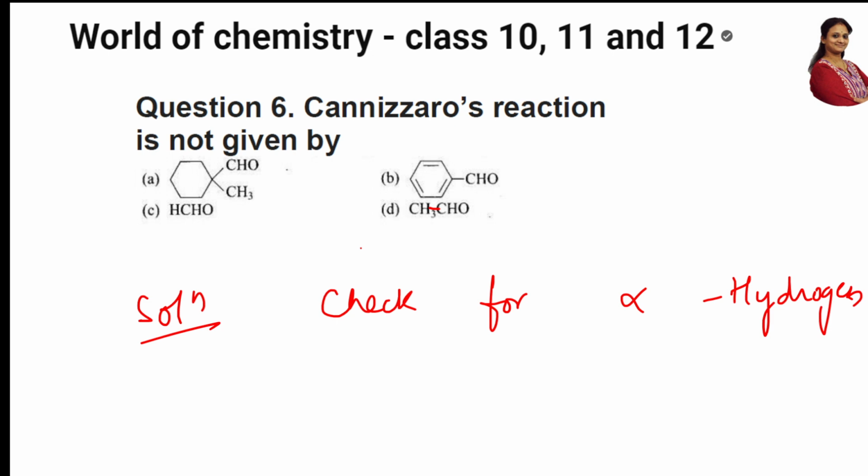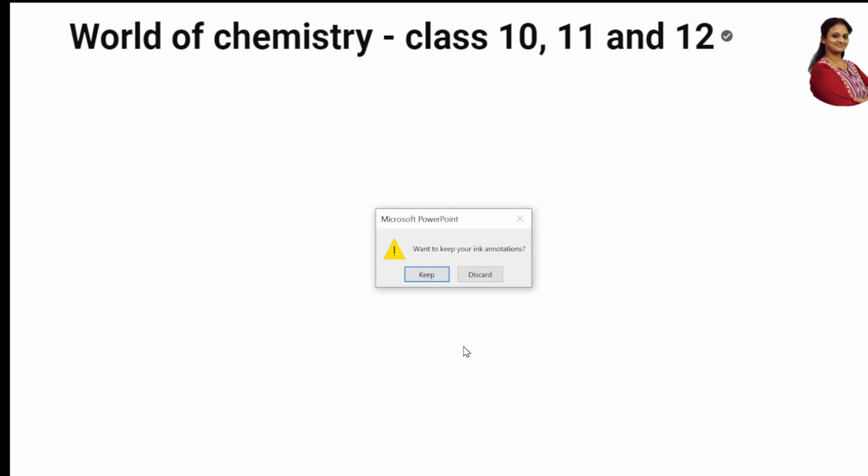Did we do something wrong? All right, let us once recollect. First of all, Cannizzaro's reaction. For aldol condensation you should look for alpha hydrogen. But in Cannizzaro's reaction, alpha hydrogen should not be there. Correct?